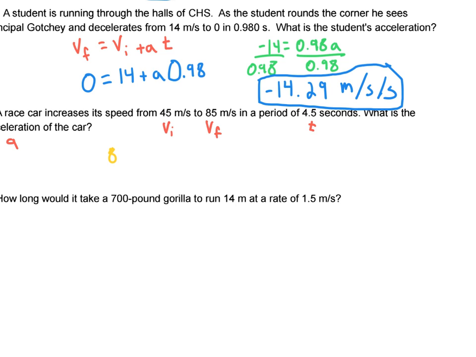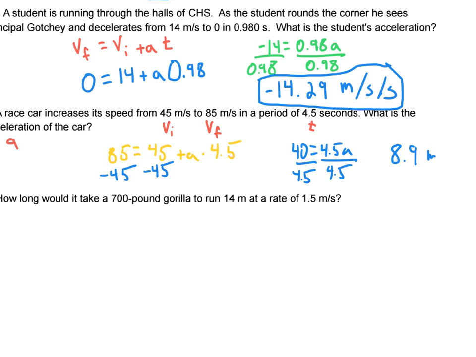So final velocity 85 equals initial velocity 45 plus the acceleration times the time of 4.5. Solve this, I'll subtract 45 from both sides. 40 equals 4.5a, divide both sides by 4.5. 40 divided by 4.5 is 8.9, we'll say 8.9 meters per second squared. So about a g-force.